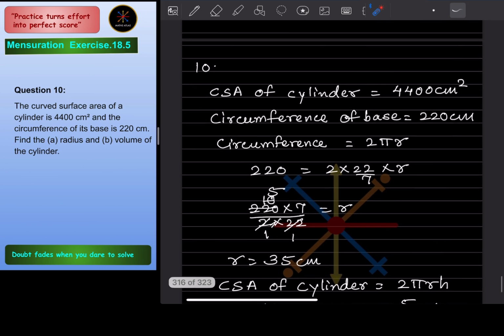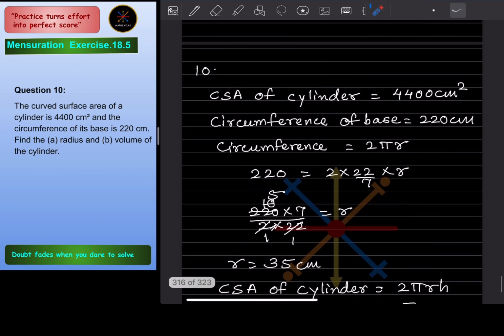The curved surface area of a cylinder is given as 4400 centimeters square, and the circumference of the base is given as 220 centimeter. You have to find the radius and the volume of the cylinder. So here we cannot directly find the radius. We know the circumference of the base, so we'll start with that.